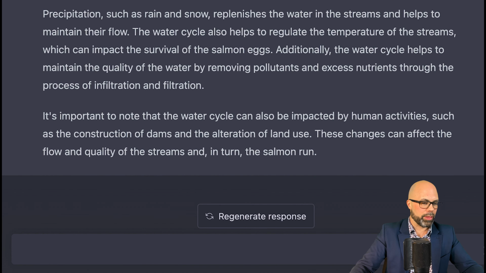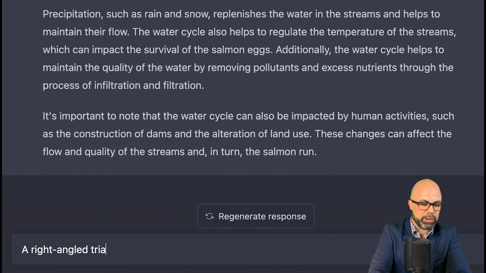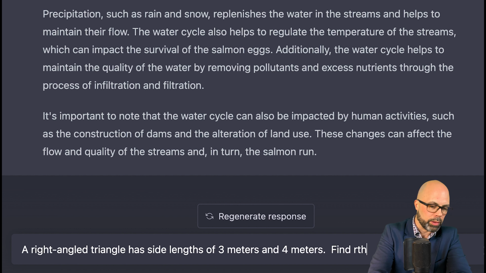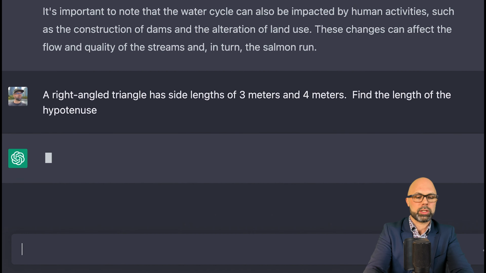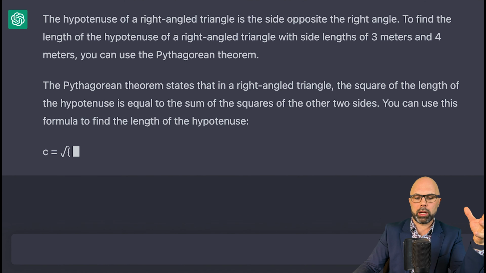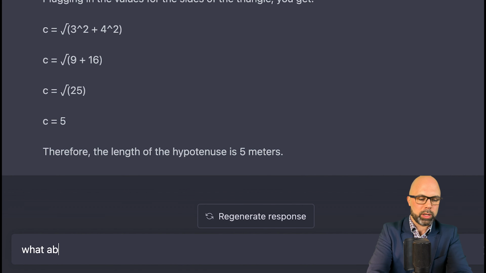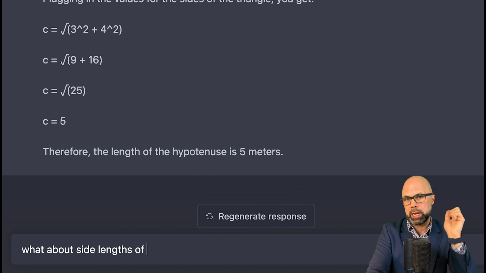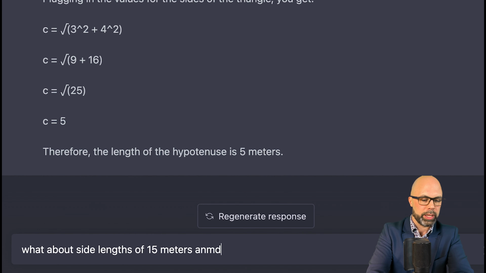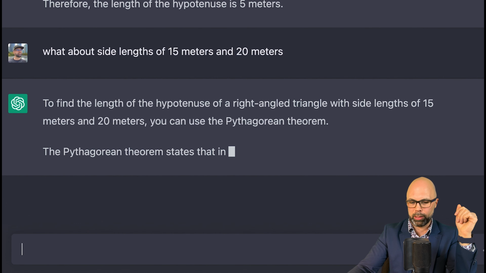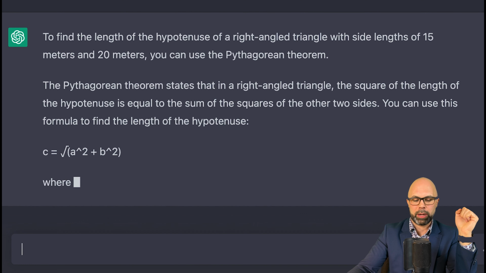How about in math? Can it do math calculations? I'm giving it something pretty simple here. A right angle triangle has side lengths of 3 meters and 4 meters. Find the length of the hypotenuse. Now this is basically Googleable. It's giving me all of the facts about the hypotenuse, the process, solution, answer. Look at that. What about other side lengths? I'm not even going to reword the question, and I'm going to make up these side lengths, okay? 15 meters and 20 meters. Let's try that. See, it still knows I'm talking about the Pythagorean Theorem, looking for the hypotenuse. Let's see what it comes up with.